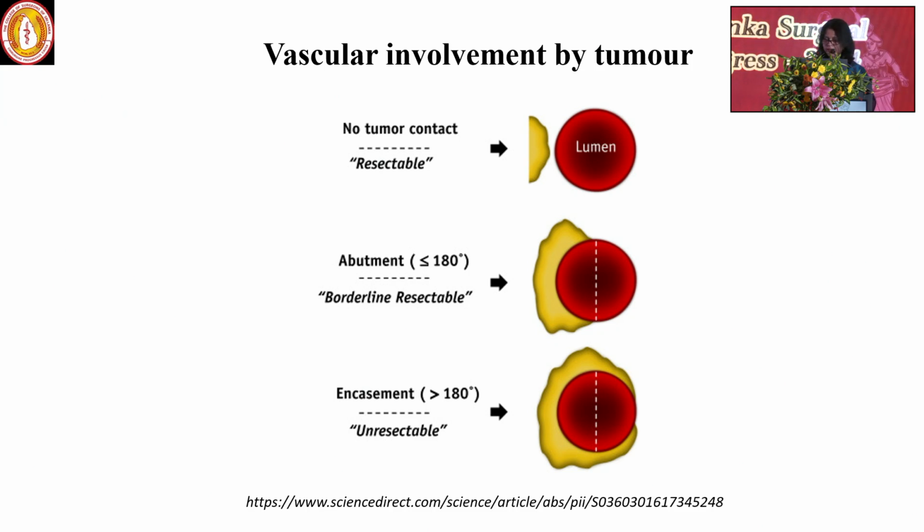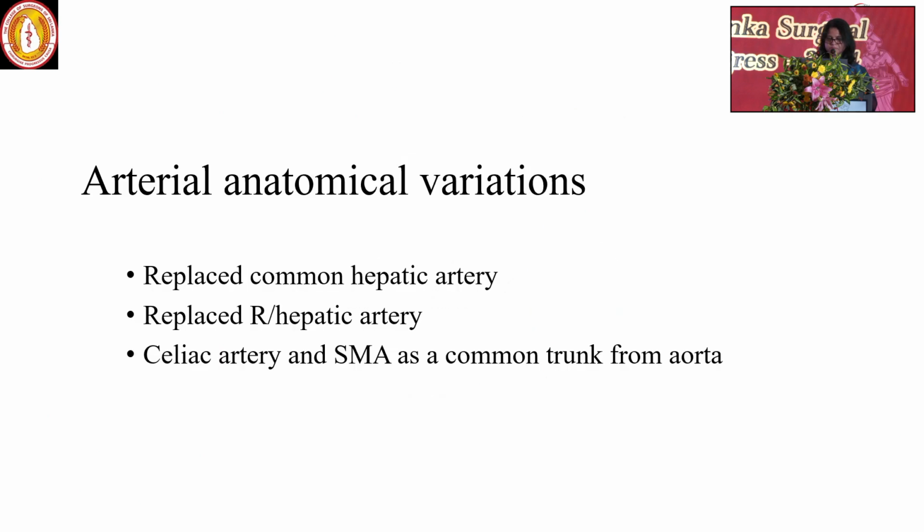Depending on the degree of encasement and type of vessel involvement, we can decide whether the tumor is resectable, borderline or unresectable. Always look for anatomical variation, because it is very common in the arterial supply, like a replaced common hepatic artery, replaced right hepatic artery, celiac artery and SMA as a common trunk, etc. So always look for any anatomical variation if you don't see the normal vascular anatomy.